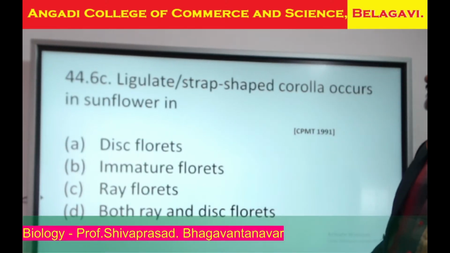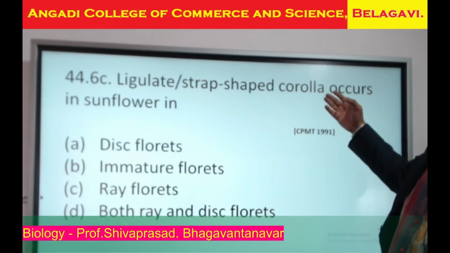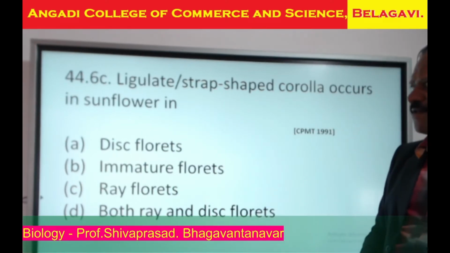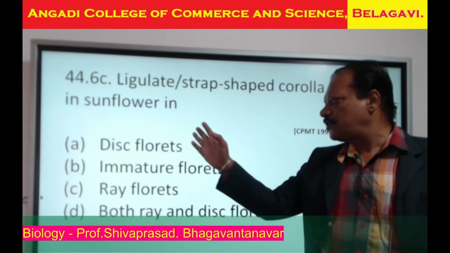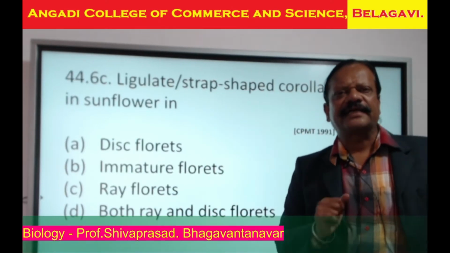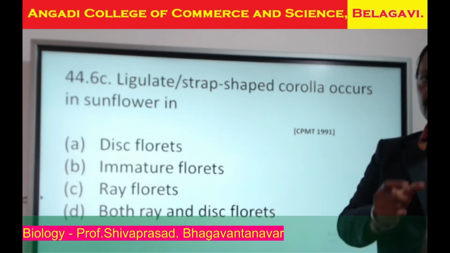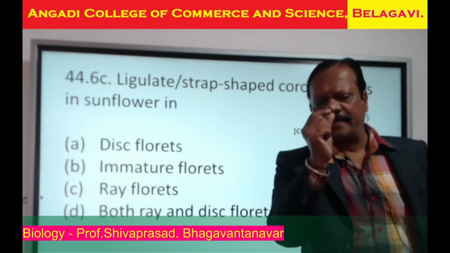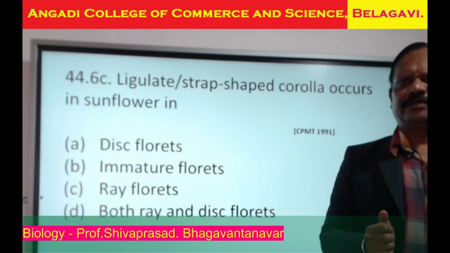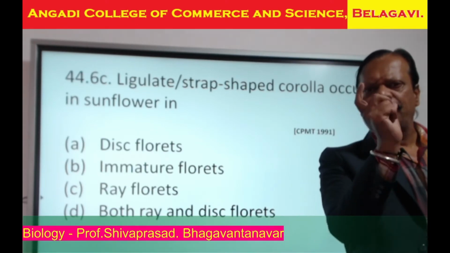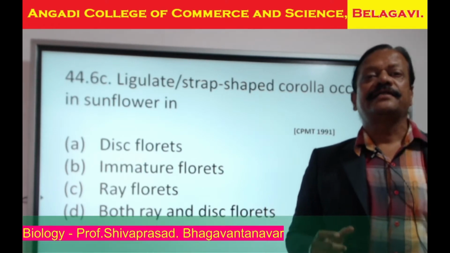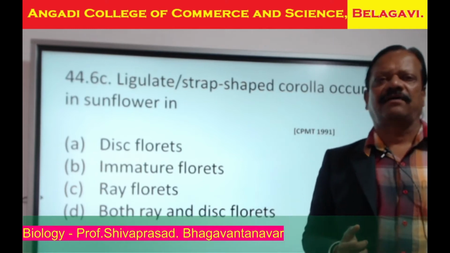Ligulate or strap-shaped corolla occurs in sunflower. Okay, so options are given. First, ligulate. In the sense here, the corolla is usually fused at the lower side, forming the tubular structure. At the upper side, the lip-like structures are produced. Usually the ray florets are the best example for this.